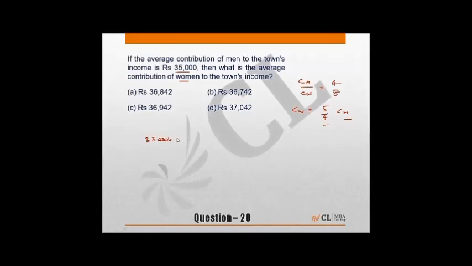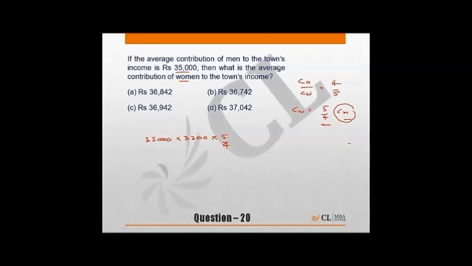The number of men in the town is 3200. So there is a total contribution by men. This is CM. Don't calculate the value, just leave it as it is. So total contribution by women should be contribution by men multiplied with 5 by 4. So into 5 by 4.